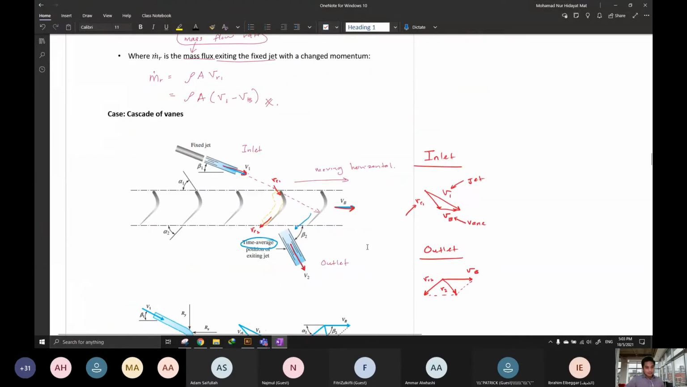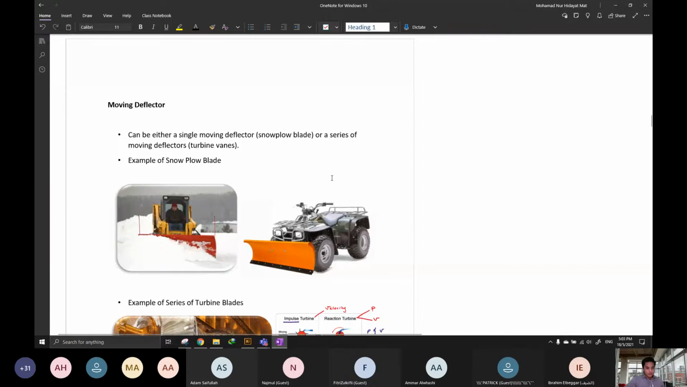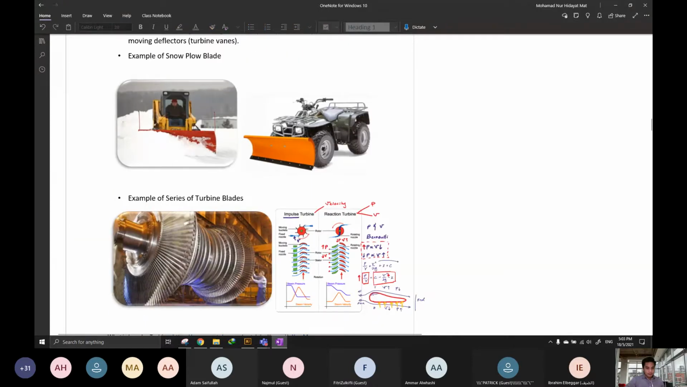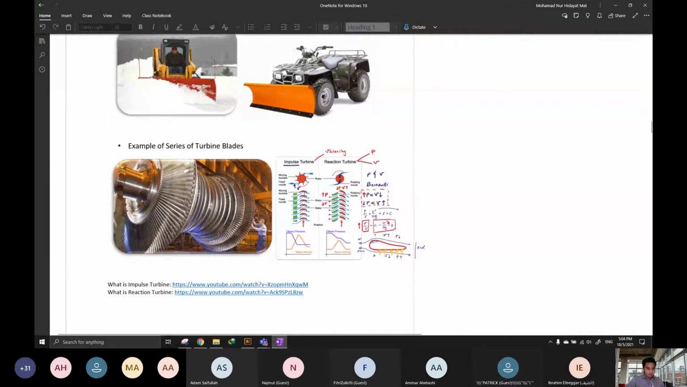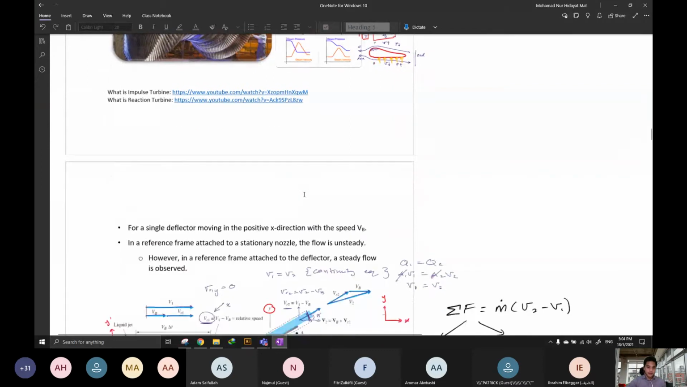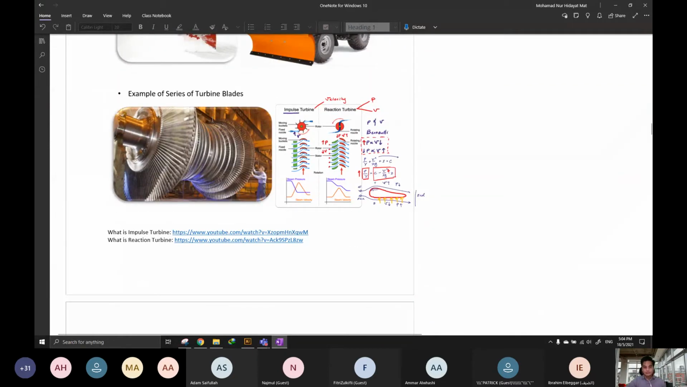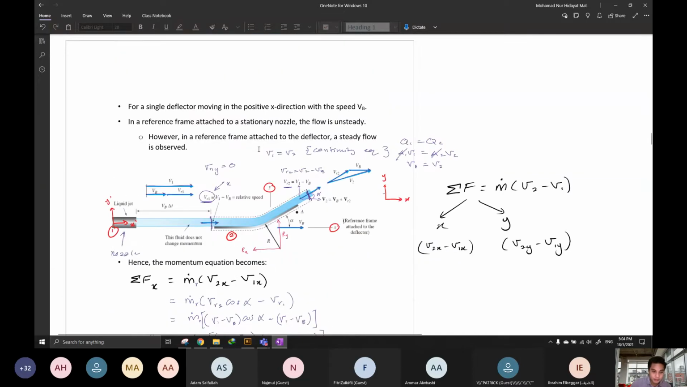remember I explained to you the deflector. We have two components. Okay, the moving deflector like this, and the series of deflectors in the turbine blade. In the turbine blade we have the impulse and reaction turbine. Remember that the impulse turbine uses the velocity 100%, while the reaction turbine uses the pressure and velocity at the same time. Okay, then I talked about the momentum equation applied to this moving deflector.